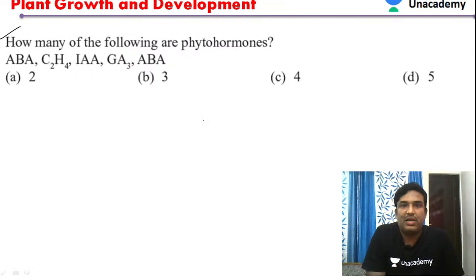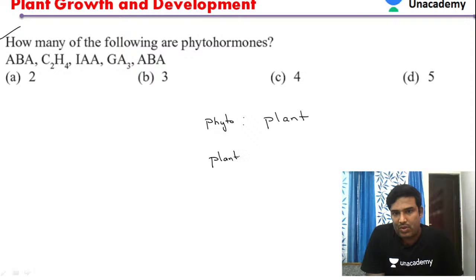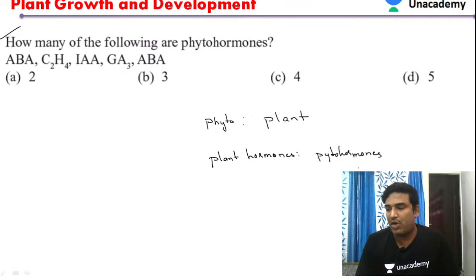The term phyto indicates it is the name of the plant. So phytohormones means plant hormones. Plant hormones are known as phytohormones.